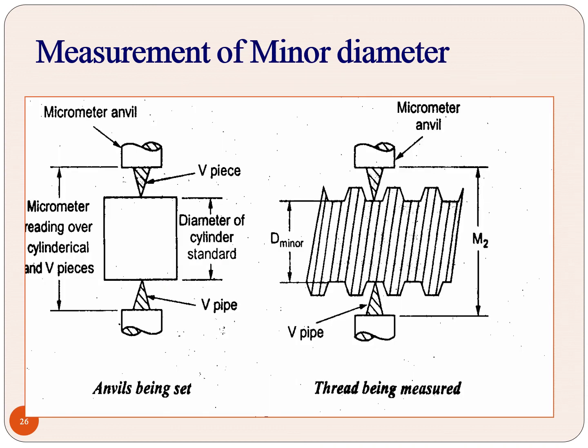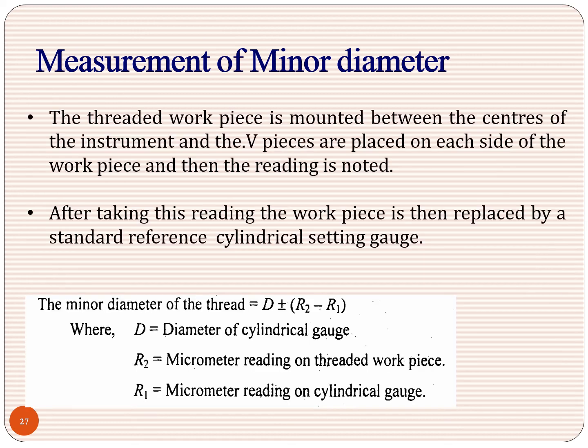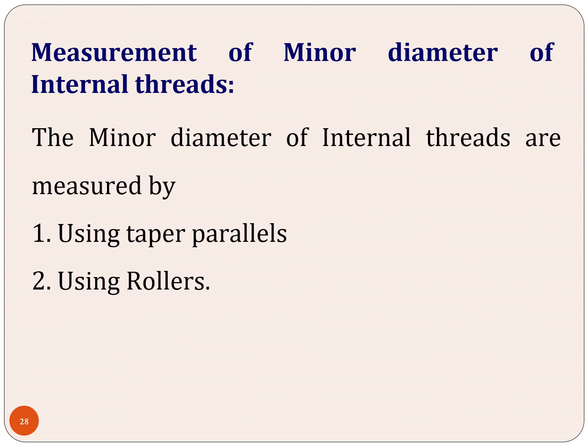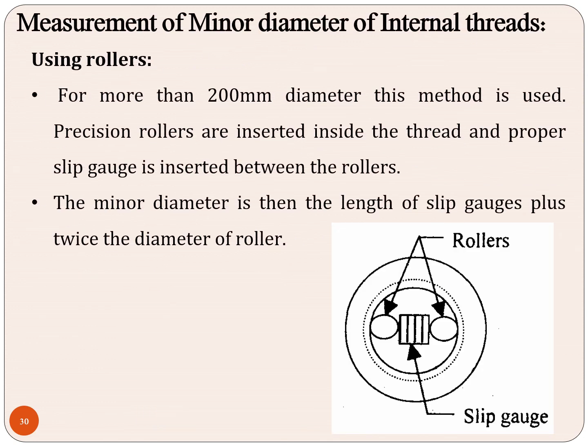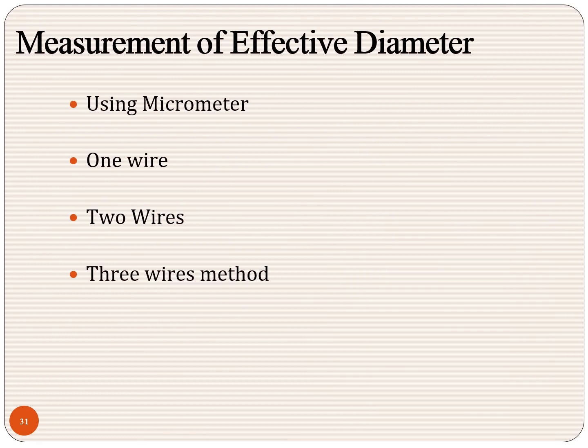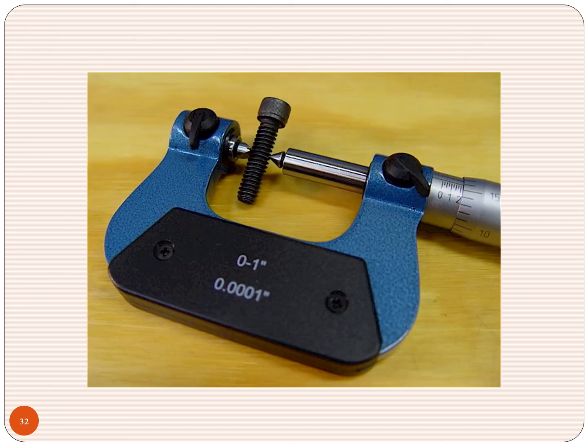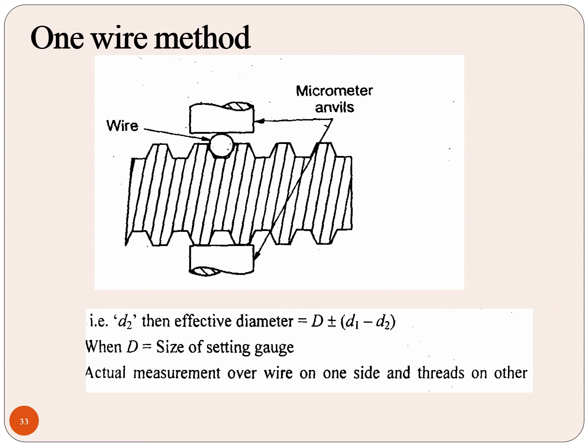The minor diameter, as we have seen, is the lowermost diameter, at the bottom of the thread depth. It is called the minor diameter of the thread. As we have seen in the previous one, these are the methods used to measure the minor thread diameter. We can use the micrometer, one wire method, two wire method, and three wire method. Those things will be discussed in the coming slides.